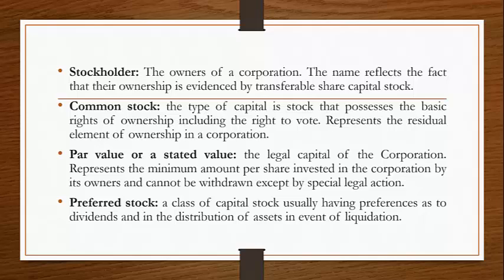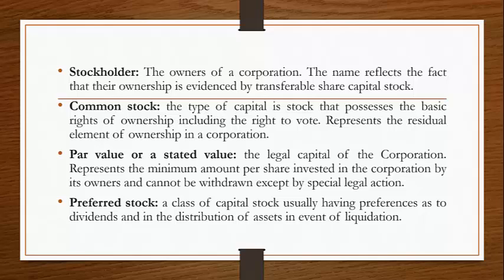Cumulative preferred stock means that if the organization doesn't make a profit in a particular year and makes a profit the next year, the organization will have to pay dividends to its preferred stockholders for all the years in arrears. So it is called cumulative preferred stock. Non-cumulative means that the dividend will be given to preferred stockholders only once the organization makes a profit. So this is the difference between cumulative and non-cumulative.